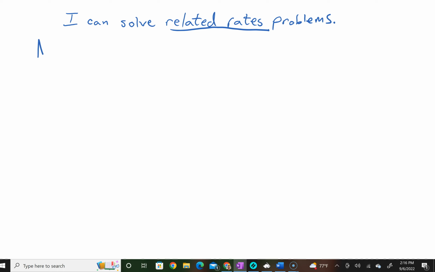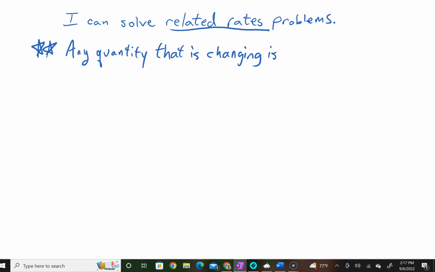And here's what we really are going to have to realize. These types of problems are going to tie into this idea. Any quantity that is changing, could be getting bigger, could be getting smaller, any quantity that is changing is a function of time.